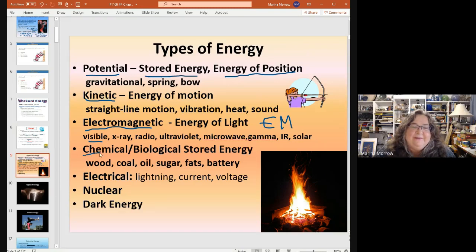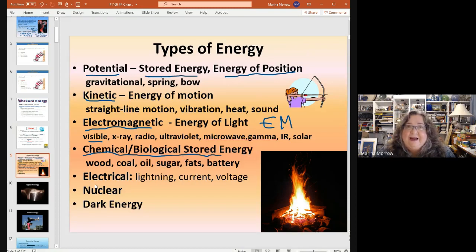Okay, there's chemical and biologically stored energy, which would be energy that might be stored in chemical bonds. So like you burn gasoline or burn oil or burn wood, what you're doing is releasing energy from those chemical bonds. So wood, coal, oil, sugars, fats, a chemical battery, those are all stored chemical energy.